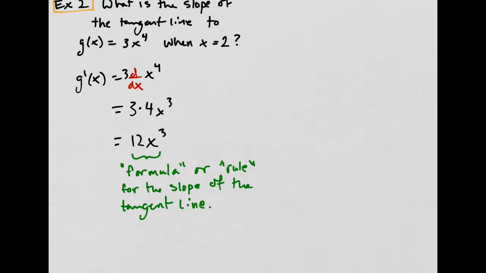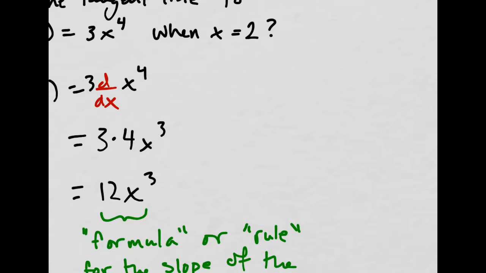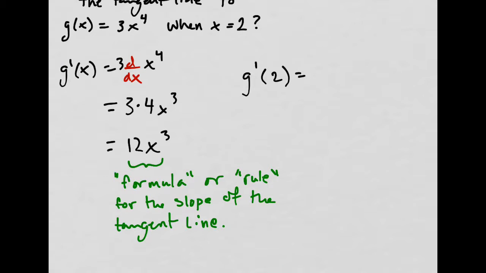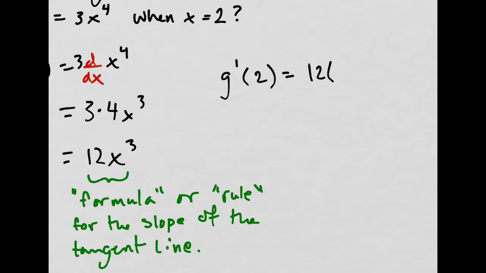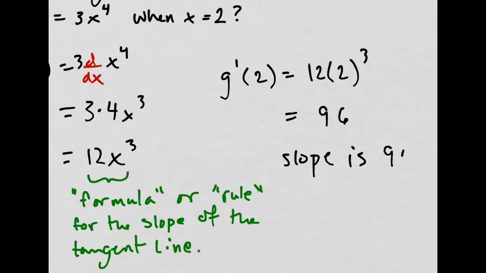All right, when x is 2, so we'll find g prime of 2. Well, now we actually have a formula. Before we had to think about the graph, but here we have a formula. We don't need to graph it. So we'll have 12 times 2 to the third, because I'm just plugging it into that formula. Well, 2 to the third is 8. And then 8 times 12 is 96. So we have a slope of 96. That's really, really steep.